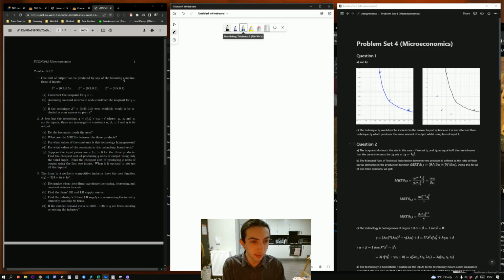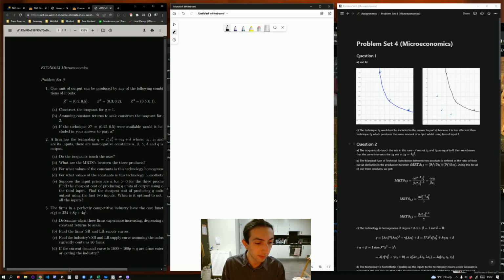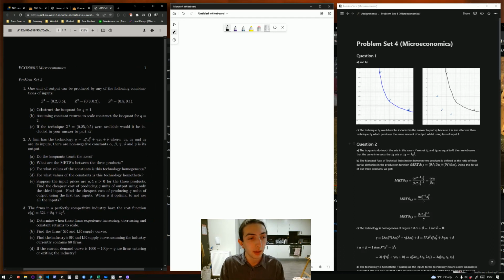So first of all, for question 1, you can see here, if we zoom in a little bit more, hopefully that should be more visible. 1 unit of output can be produced by any of the following combinations. So we have 3 points here, and we know that these combinations of points produce 1 unit of output. It's asking us to construct the isoquant for q equals 1.